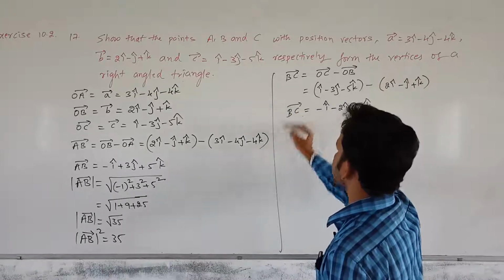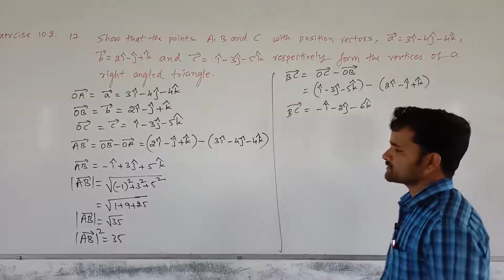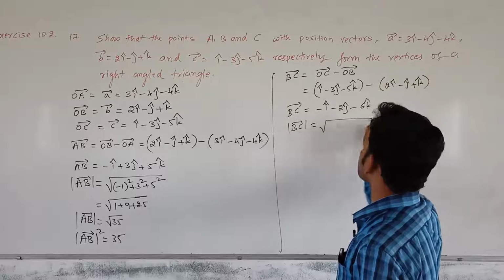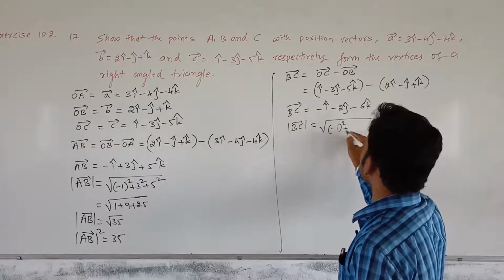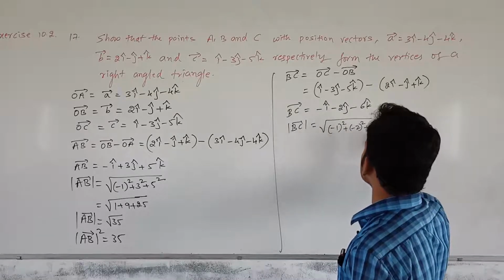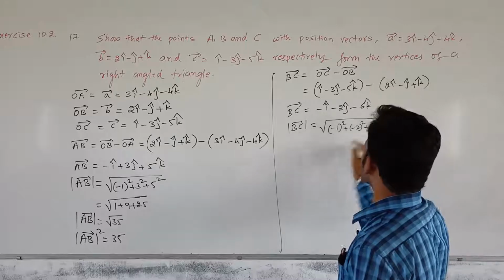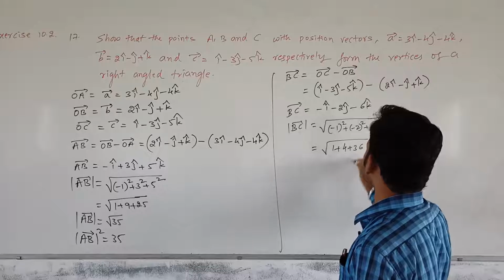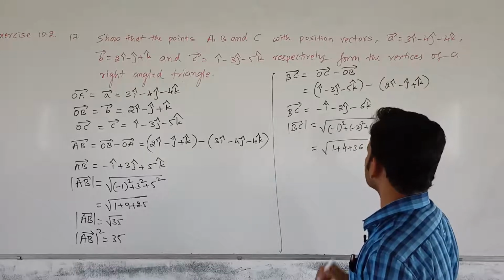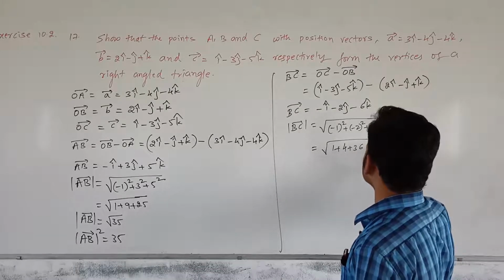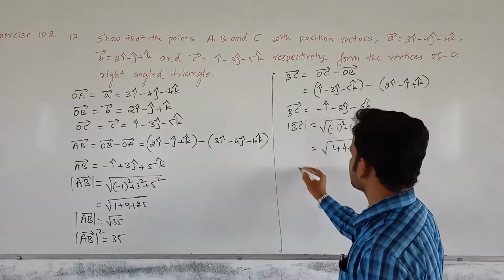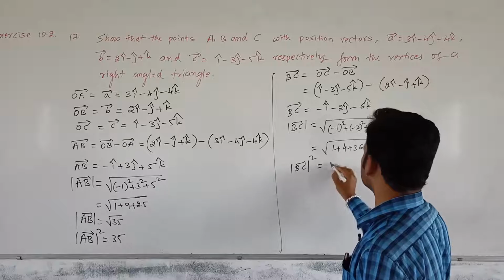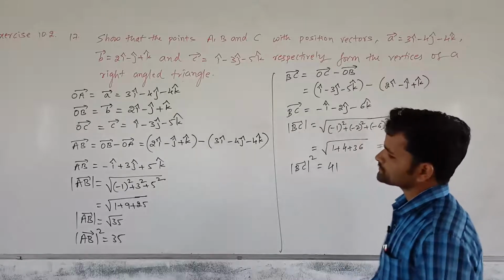What is this? This is vector BC. So the magnitude of vector BC is the square root of minus 1 square plus minus 2 square plus minus 6 square. This is the square root of 1 plus 4 plus 36. 1 plus 4 plus 36 is the square root of 41. Then the square of this length, BC square, is equal to 41.